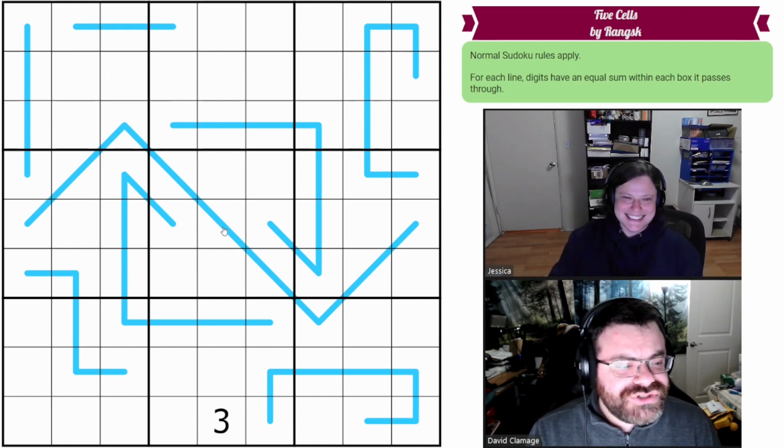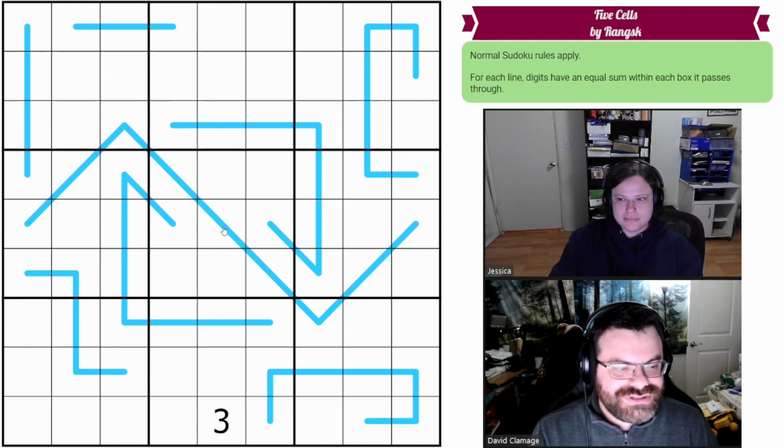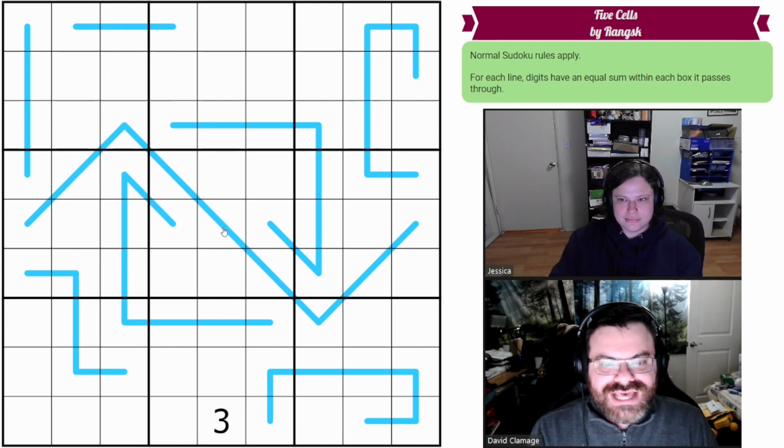And so I'll introduce the puzzle and the rules, and then Jessica will go ahead and start her solve. So again, this is called Five Cells. It's by myself, Rangsk. And we have normal Sudoku rules, which is exactly what you'd expect.